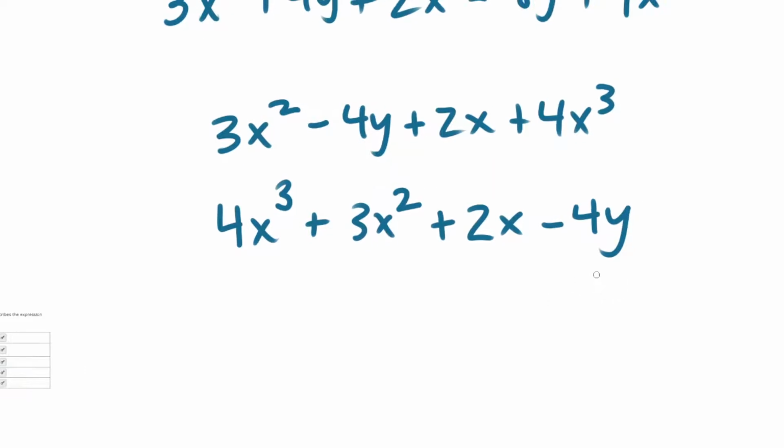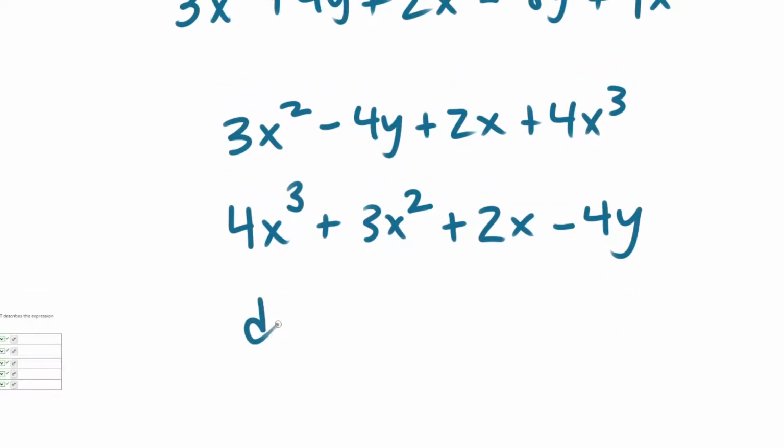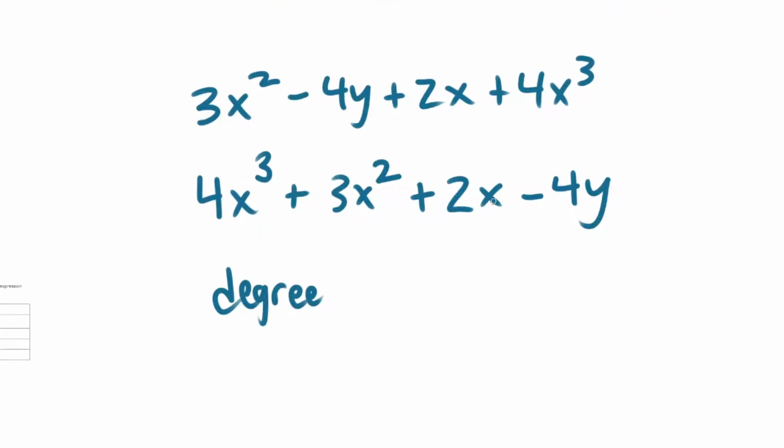And then we also want to learn about the degree of a term and then the degree of a polynomial. Now, the degree of a term is basically the exponent. So this term, 4x cubed, is degree 3. And then this one would be degree 2. This one would be degree 1. If it's just a number like 3, that would have the degree of 0.